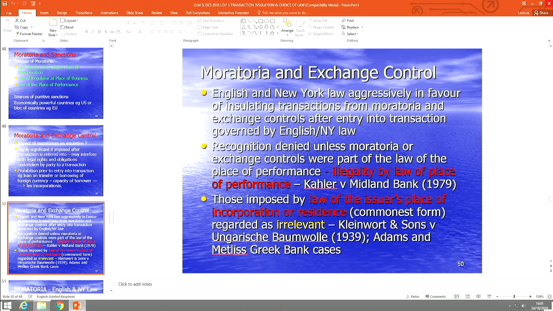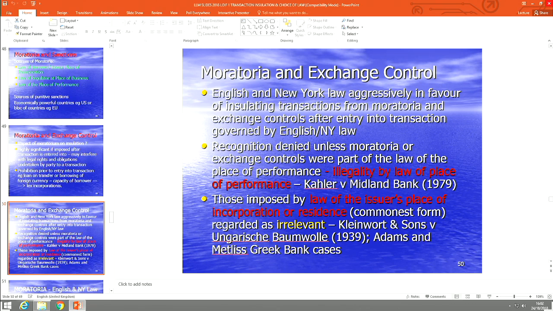That's the old rule. Unless it is illegal by the law of the place of performance, one is required under English and New York law to ignore the moratorium. Now, as you might have guessed, if you ask the question, what is the place of performance for Argentine loans in dollars, Argentine bond issues in dollars, Argentine derivatives denominated in dollars, the answer is absolutely straightforward. All the documentation says place of performance, New York. So under New York law, Argentine law becomes irrelevant.